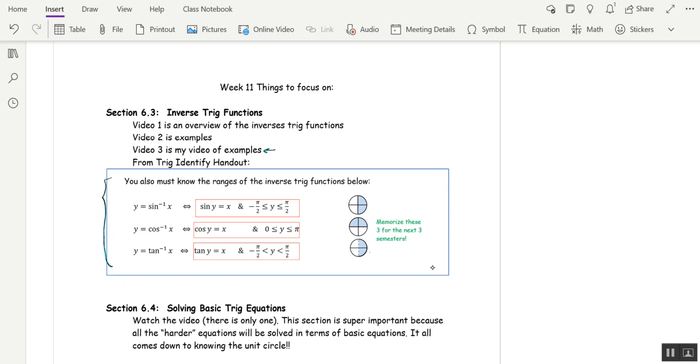So one of these videos is actually from me. Video 1 is just an overview of inverse trig functions, what they are, what their graphs look like. Video 2 is a bunch of examples from SUSE that are really good. And then, of course, I have some examples. And then there's a whole other section of examples if you need to see more examples.